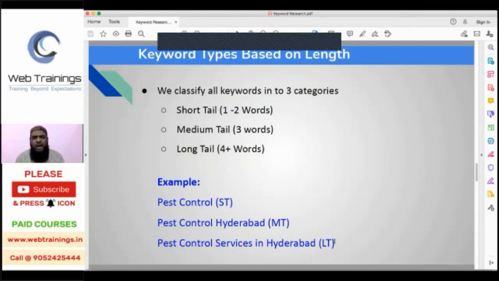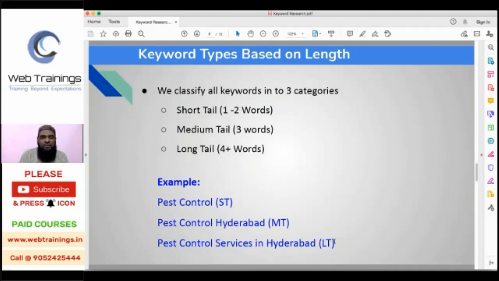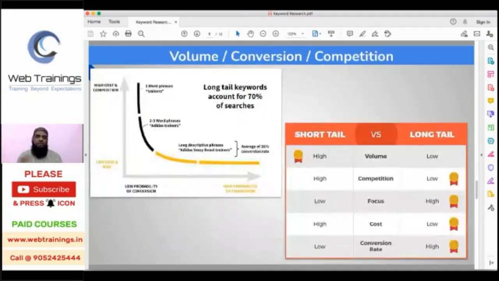The question is, why should we differentiate between short, medium, and long tail? There is a very big reason, because depending on the length of the keyword, there will be a lot of changes in the competition. There will be a lot of changes in the intention of the user. There will also be changes in the conversion rate of the keyword. To explain this concept, I have 2 graphics for you.